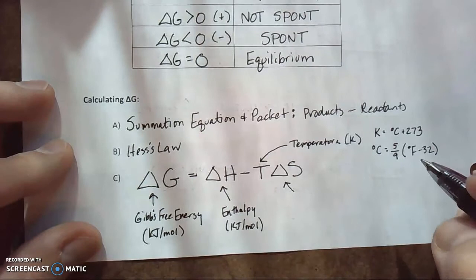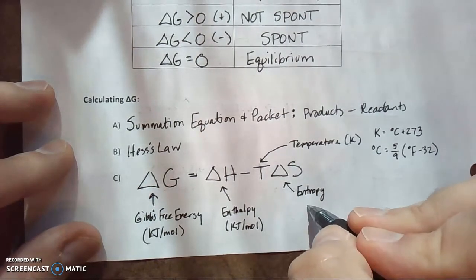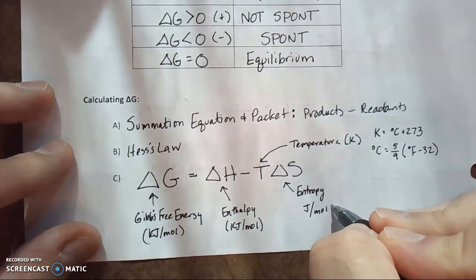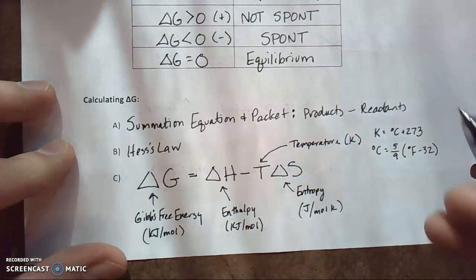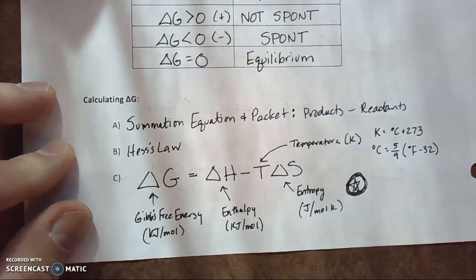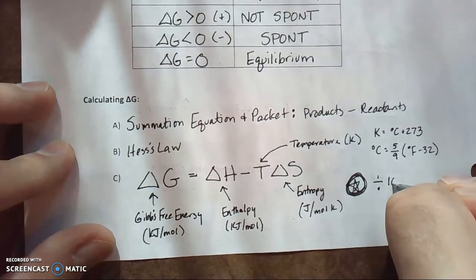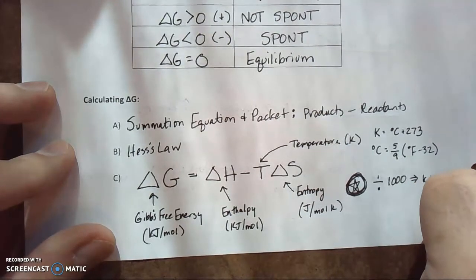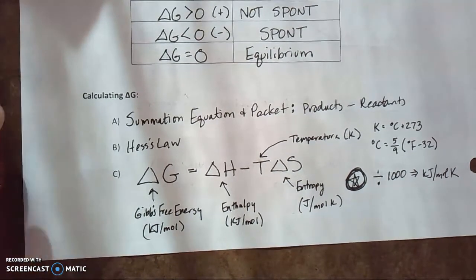Delta S is our entropy value change. And the units on here mess everything up. Our units are joules per mole Kelvin. So, big note here, very important: divide by 1,000 to give us kilojoules per mole Kelvin. So we have to take our delta S value and make sure that it's in kilojoules, not joules.